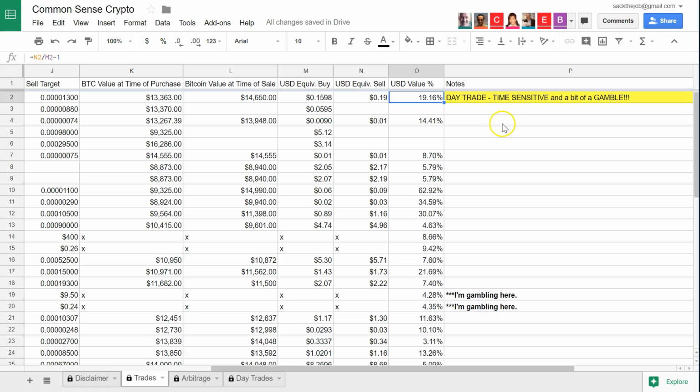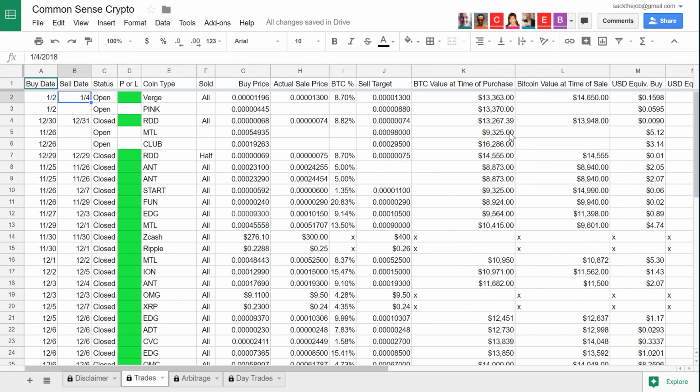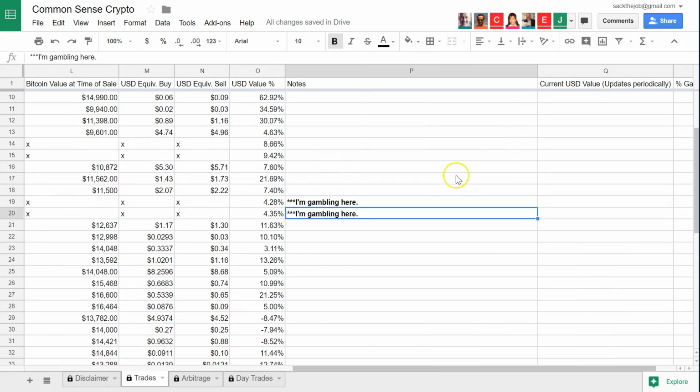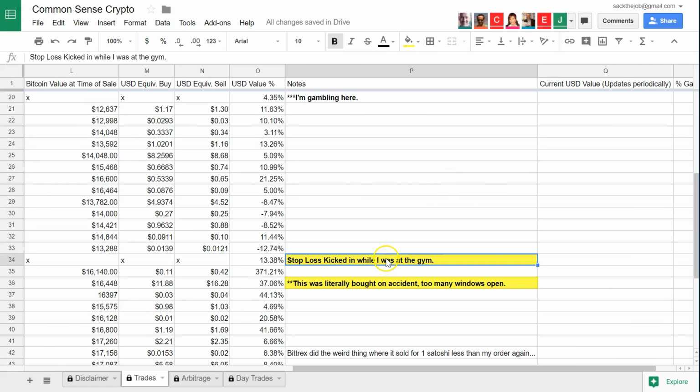19.16%, for every $1,000 put in that trade, it returned $1,190. And that trade, by the way, was only open for a couple of days, 2 days, right? So 19% in 2 days. Down here, same thing. I'm gambling. This one, it sold early. I went to the gym and a stop loss kicked in. We'll talk about stop losses in videos, so don't worry about it if you don't know what that is.